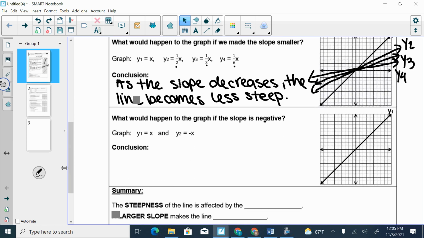Okay, all right, last one where we're having to graph. They already have the parent function graphed for us. Now I want us to graph y2, whose slope is negative. So what does that mean? What's that going to change? Right, flip it the other way. So instead of going up 1/1, I'm going down. Correct.